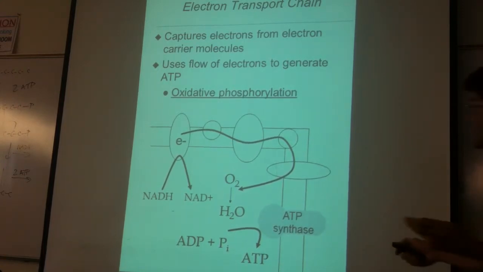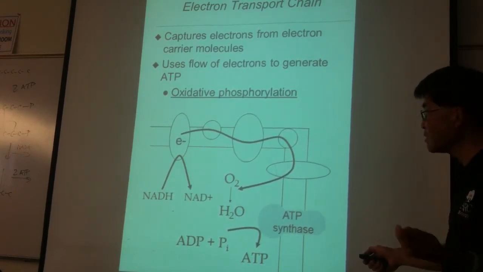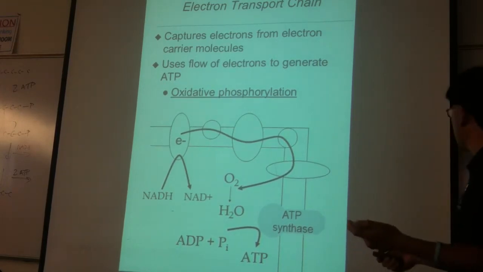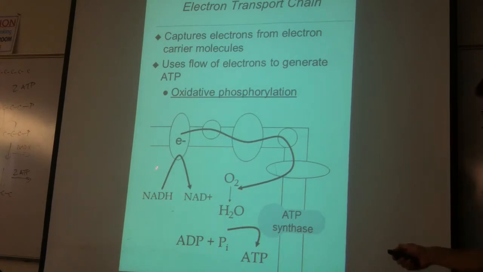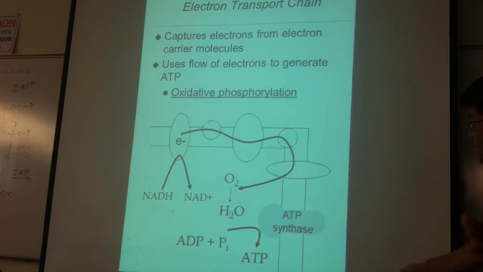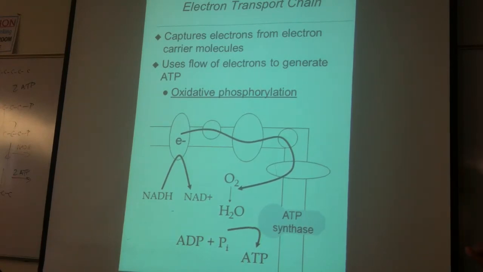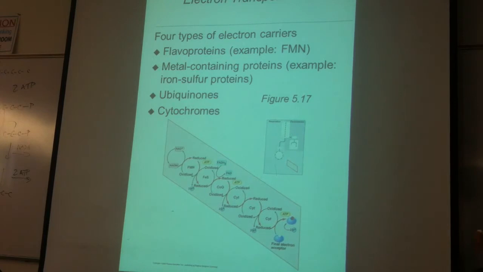Now, that reducing power that we talked about, NADH, this is where it comes into play. This is where it gets used. It's used as a way to donate electrons to start the electron transport chain. It donates electrons to this process, and those electrons get passed on from carrier to carrier, and then ATP gets made at the end. It's actually made by an enzyme called ATP synthase that we'll get into a little bit later. So right now I'm going to introduce this to you, and then we'll go more into this next time. Just to give you a little more information about these electron carriers.